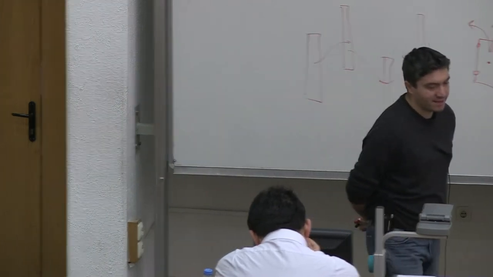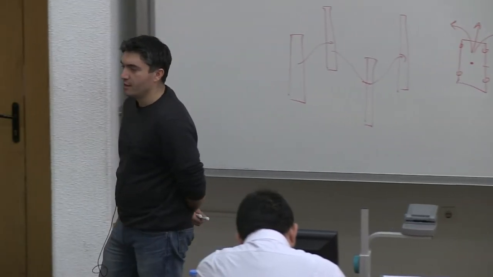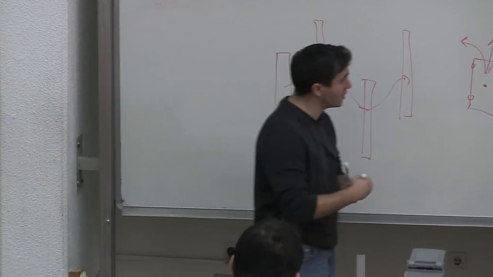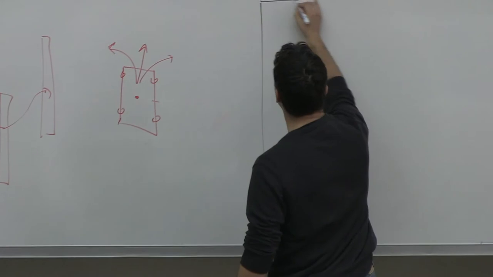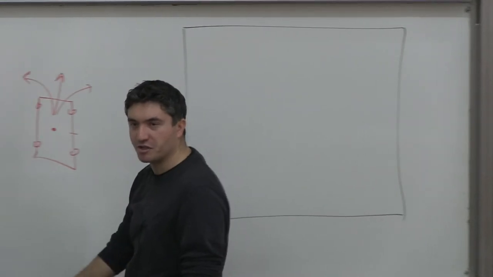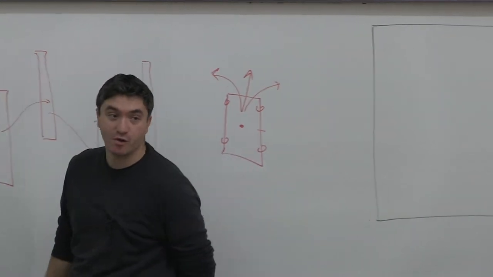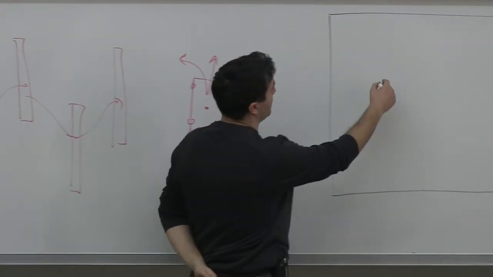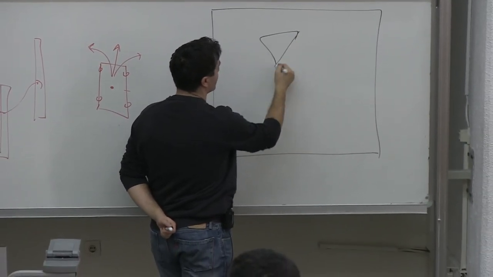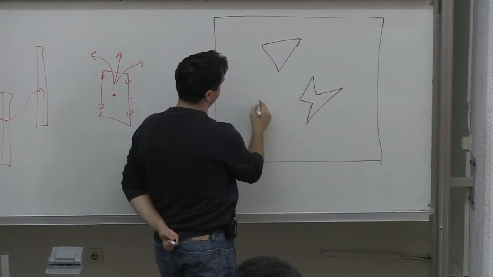Okay, now let's talk about some terminology. Our workspace is going to be a two-dimensional map like this, which is bounded by a rectangle like this. This is where the robot is going to move. And in this workspace, we are going to have obstacles, just arbitrary polygons. They don't need to be convex, okay? So these are our obstacles.